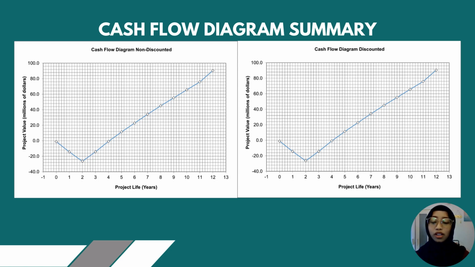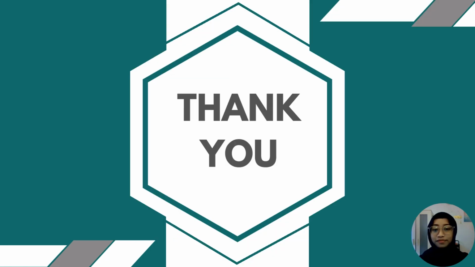So from all the calculation of the economic costing, either manually calculated or automatically calculated from the CAPCOST software, we can generate the cash flow diagram summary. As shown below, in our cash flow diagram summary, whether it's non-discounted or discounted, we can say that our project would be successful and profitable for acetic acid production. And that's all from us. Thank you.